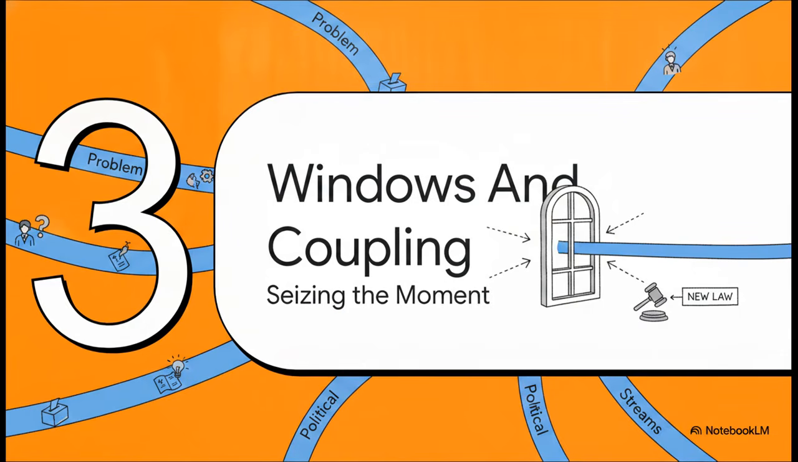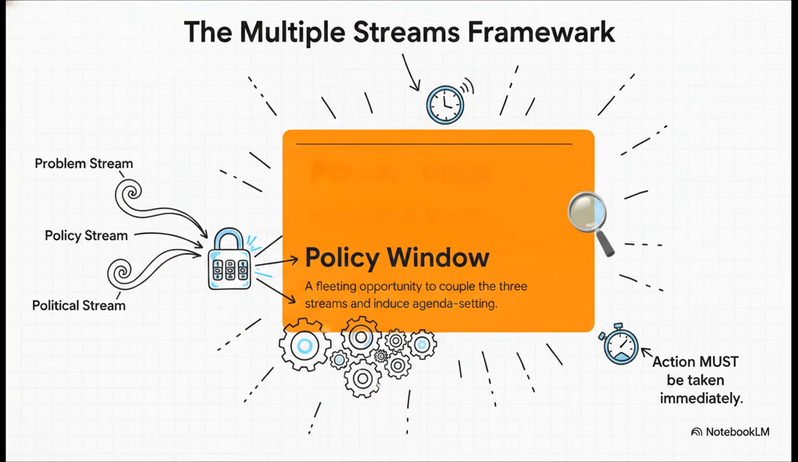Section 3, policy windows and coupling. So if these streams are entirely independent and obey their own rules, how do they ever actually meet? The climax of this whole framework is the policy window. This is a super rare, fleeting, perfect storm where all 3 streams align at the exact same time. It's literally like a combination lock clicking into place. A problem is recognized, a viable solution is ready, and the political climate is welcoming. But these windows shut fast, so action has to be taken immediately to couple or merge the streams together.